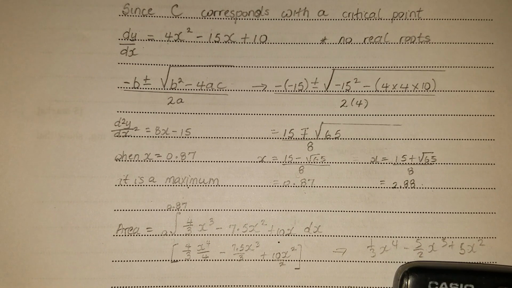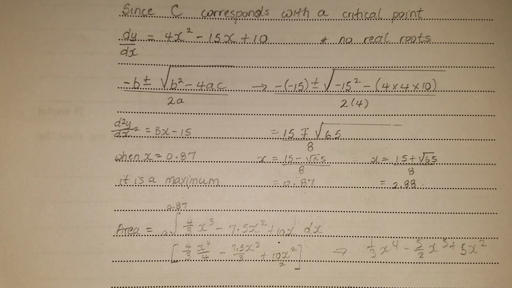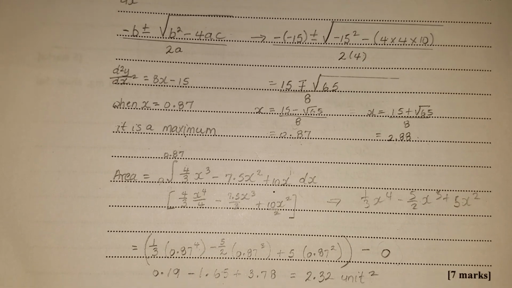Now the question said to express our answer to 3 decimal places, so I need to work this one once more. So we have 0.19 minus 1.65 plus 3.78, 58 over 25, which is, well, 2.32 exact. I'm just going to leave it right there.